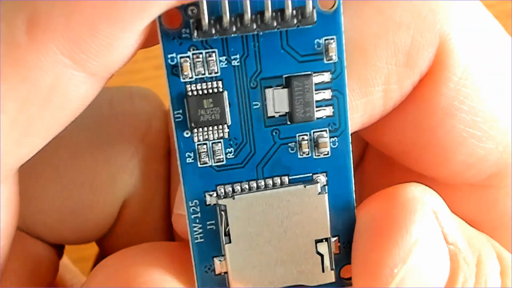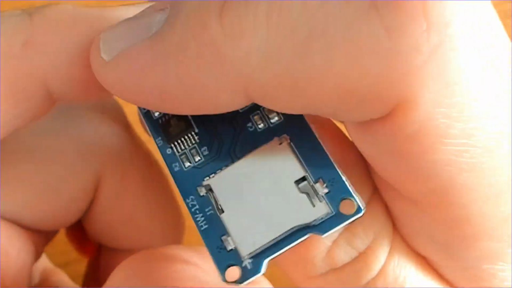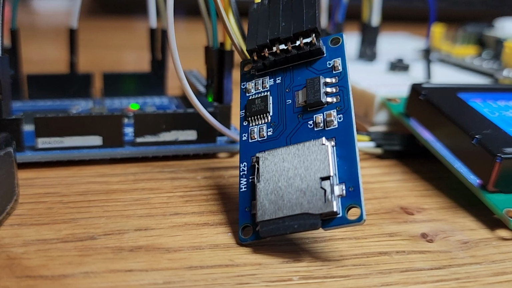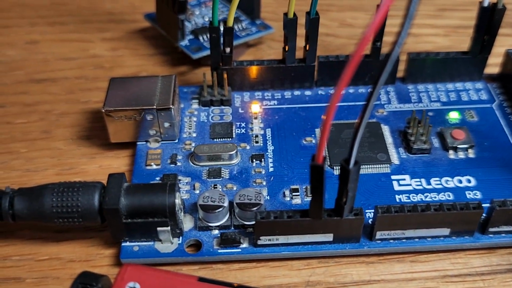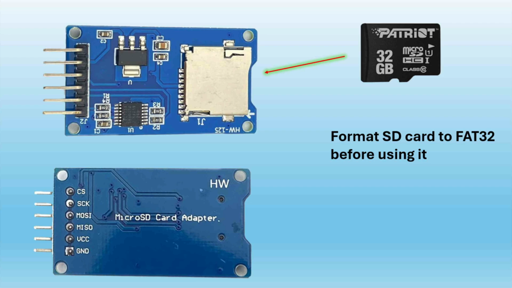You'll notice two chips on the module. One is a 3.3 volt regulator and the other one's a logic level shifter chip. And this is good because it protects our microSD card module, which requires 3.3 volt, while the Arduino we have here runs at 5 volt. This module supports microSD HC up to 32GB, and it supports the FAT file system. I formatted my card to FAT32 before using it.